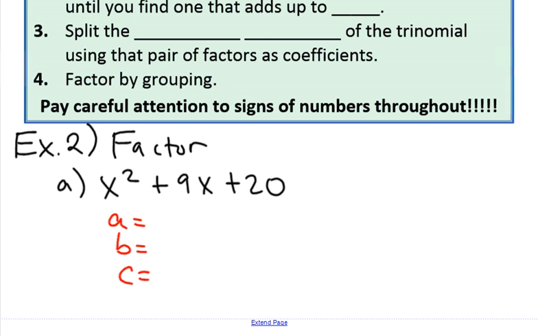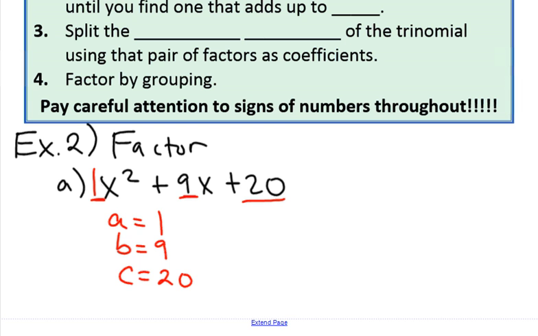And when you get really good at this, you can just identify these in your head. You don't have to write them down. But for the notes and for right now, I want you to write them down. Now, A is the number in front of the x squared, which there is no number there, so remember that is 1. These are always going to have numbers. Then B is 9, and then C is 20.